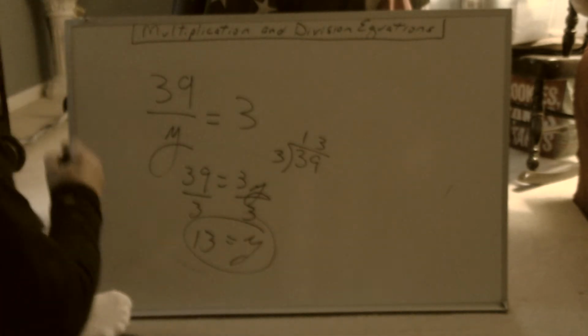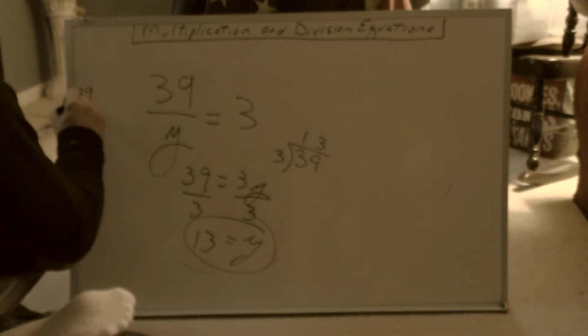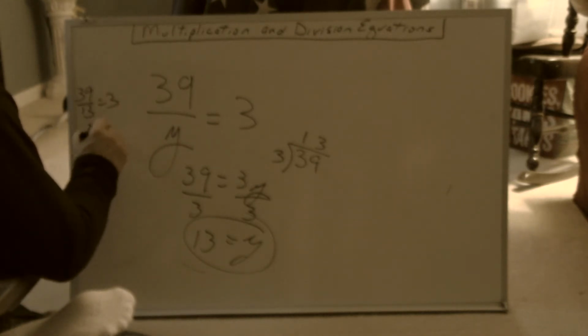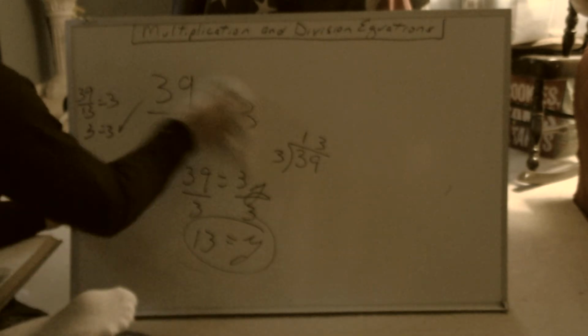Now let's see if I'm correct. 39 divided by 13 equals 3. 3 equals 3. Correct. Easy, easy, easy. Now, what if, let me see.